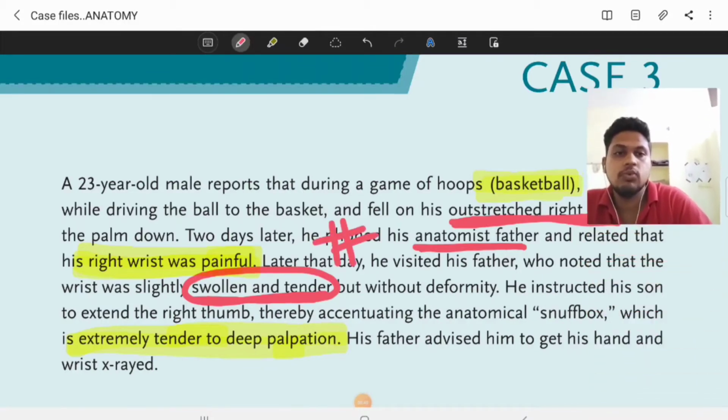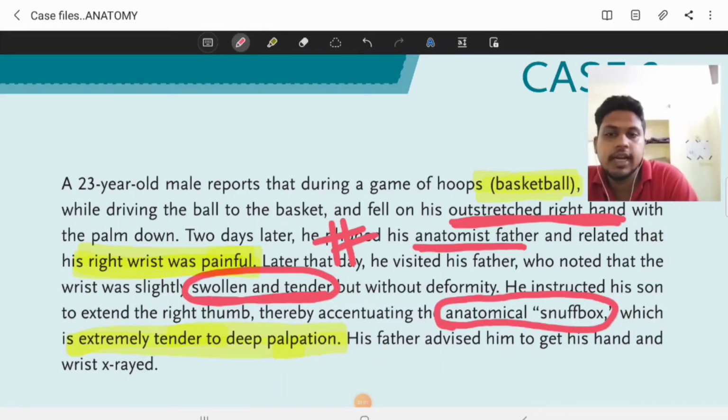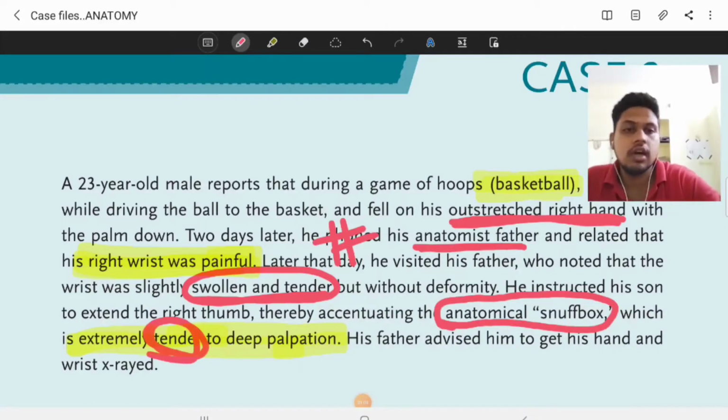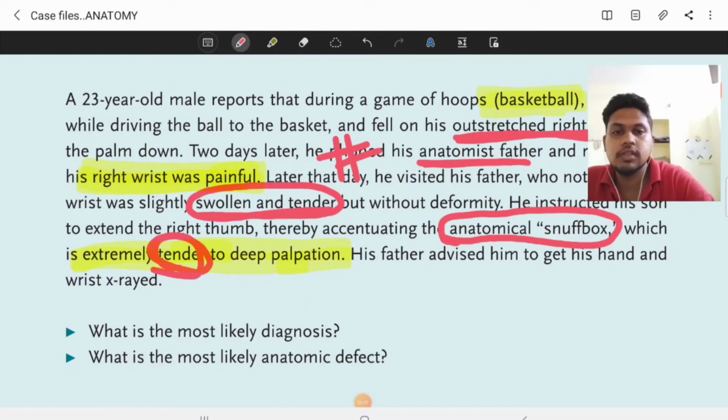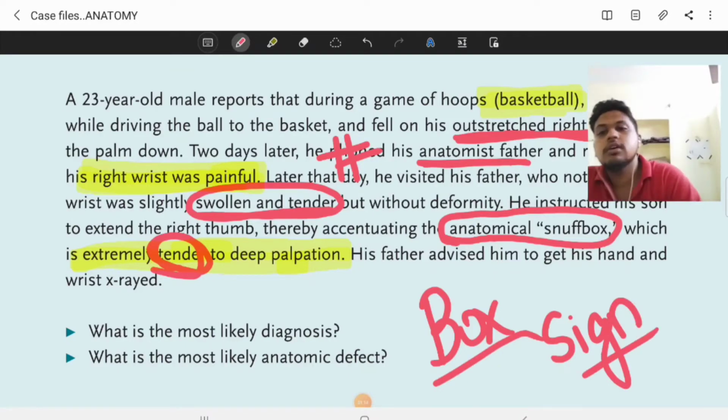So let me move myself from there. He instructed his son to extend the right thumb, thereby accentuating the anatomical snuff box. So if you have seen my previous video, you will know about the anatomy of the anatomical snuff box, which is extremely tender to deep palpation. So as we discussed earlier, anatomical snuff box tenderness is referred to as the box sign, which in turn implies that this is a case of wrist fracture or scaphoid fracture.